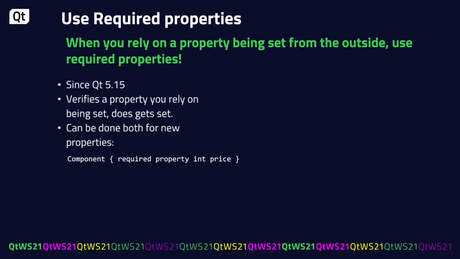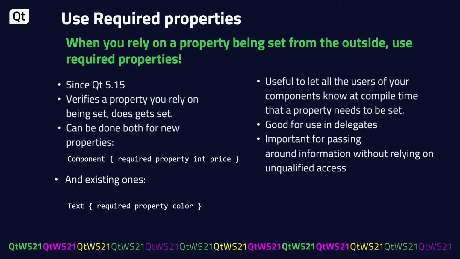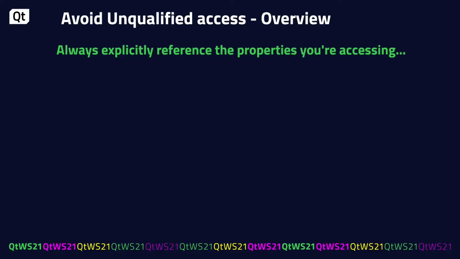But it can also be done if you have an existing property. So here, for example, we have a text element and we mark the property color that's already been defined in text as required. This is useful to let all the users of your components know at compile time that a property needs to be set, instead of producing errors at some other point when something ends up as undefined when it shouldn't be. It's good for use in delegates. We'll see some examples for that. And it's important for passing around information without relying on unqualified access. So let's talk about that.